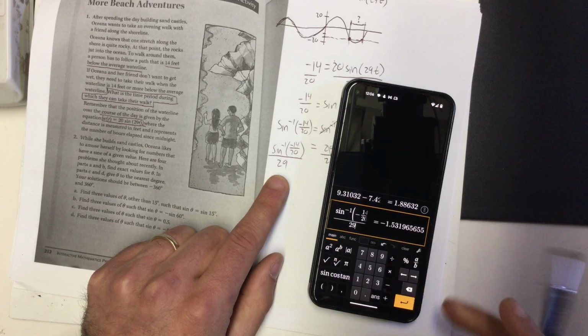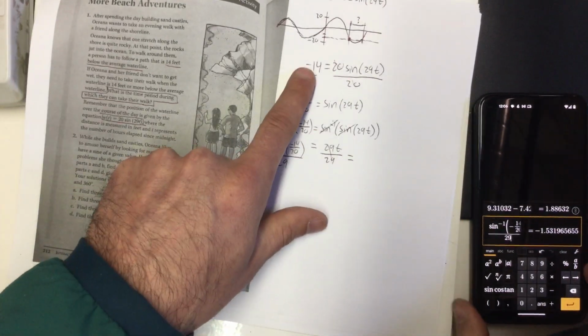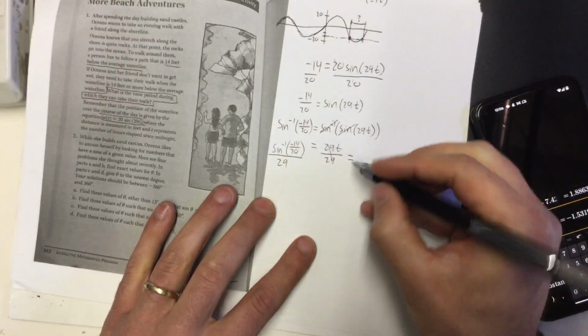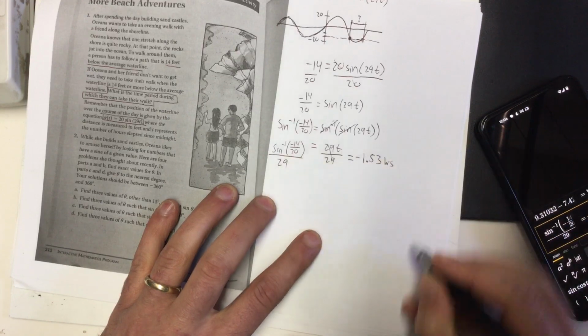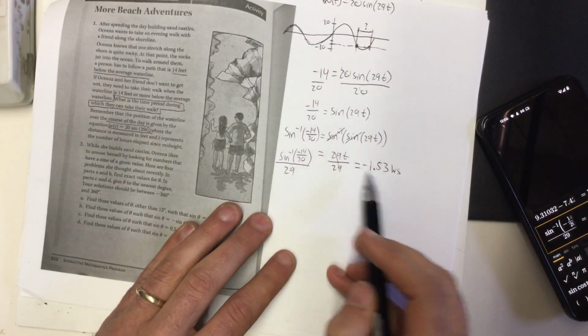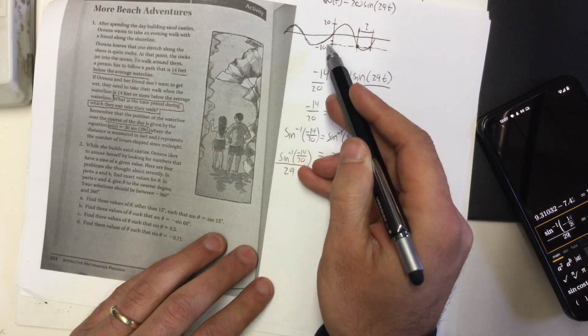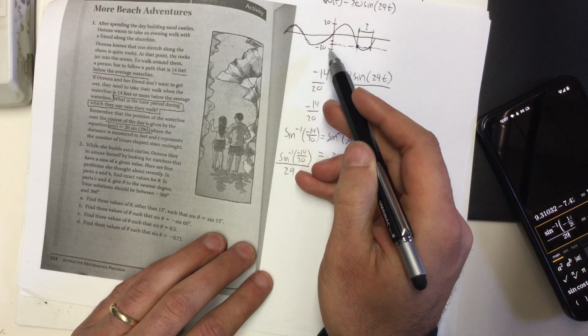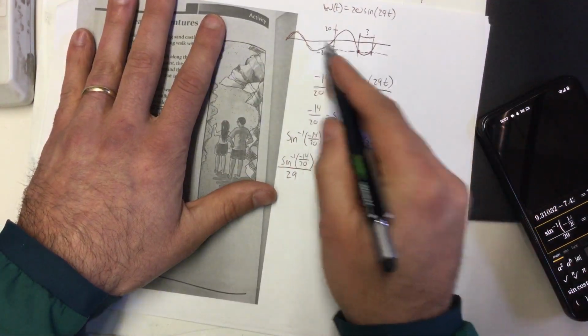At negative 1.53 hours is when the tide equals 14 feet. Negative 1.53 hours. Meaning one and a half-ish hours before midnight. So what would that be, like 10:30? Yeah, 10:30-ish.